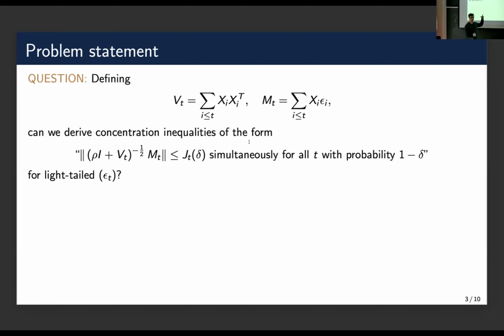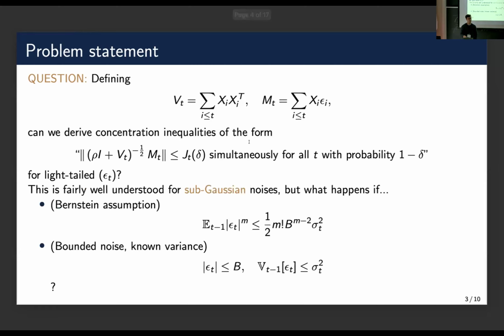And in particular, we're after concentration inequalities that hold uniformly over time. And this is quite important in online settings and things of that kind. Okay, so we are after concentration inequalities that hold for light-tailed noises. And it turns out that if epsilon t is sub-Gaussian, then this problem is fairly well understood. However, what happens if epsilon t is not sub-Gaussian? So for instance, what happens when epsilon t fulfills a Bernstein assumption? That is equivalent to being sub-exponential.